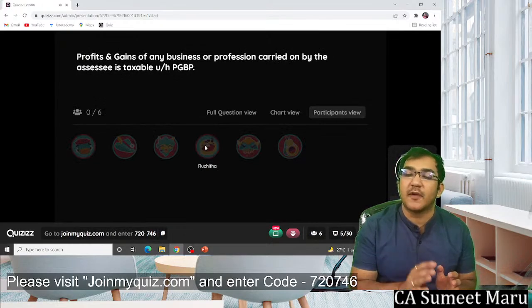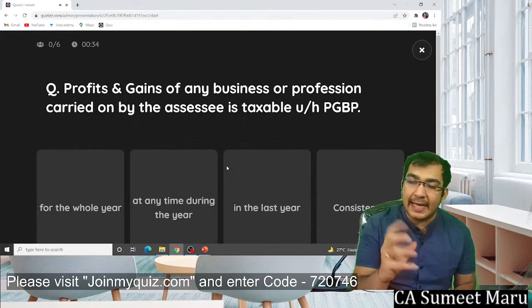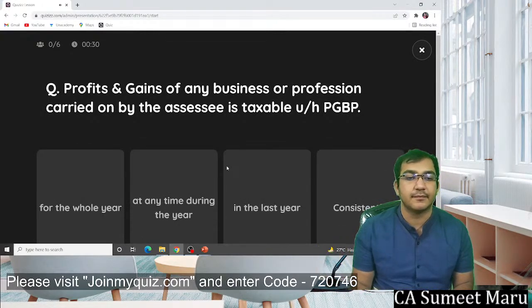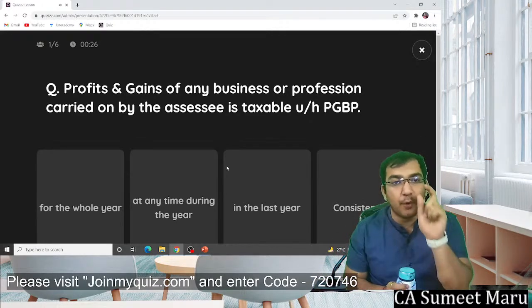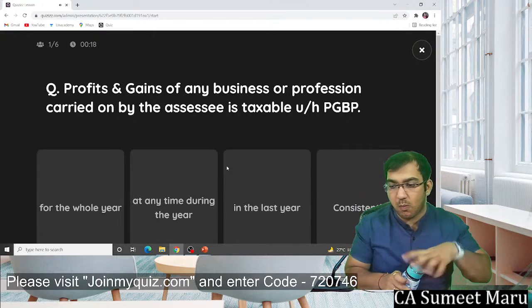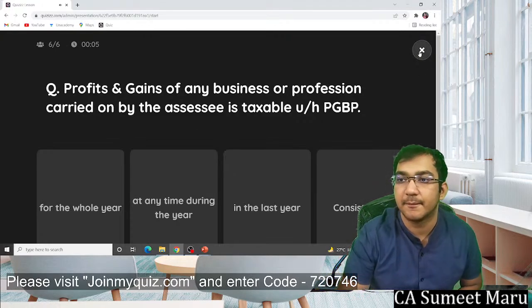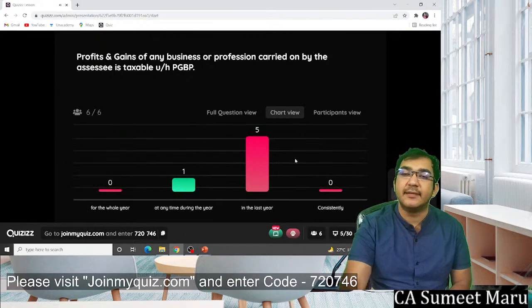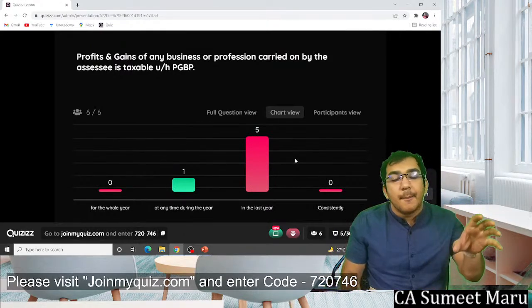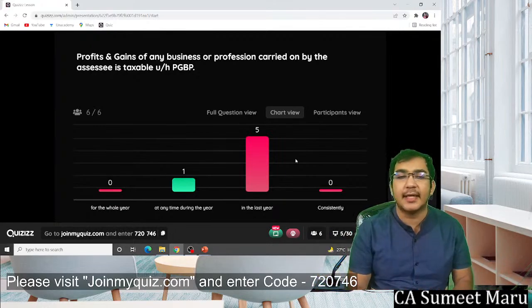Profits and gains of any business or profession carried on by SSC is taxable under PGBP for the whole year, anytime during the year, or in the last year, consistently. Go for the most specific option. The right answer is option number B. The most specific option as per definition was profit from a business anytime during the year, whether you do it for a day, 2 days, 3 days, 4 days, a month, a year, whatever it may be. It is absolutely taxable under the head PGBP.